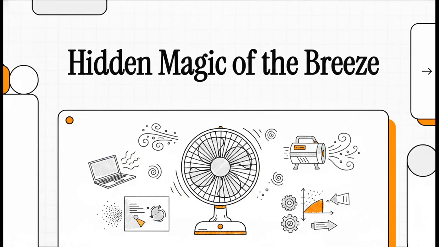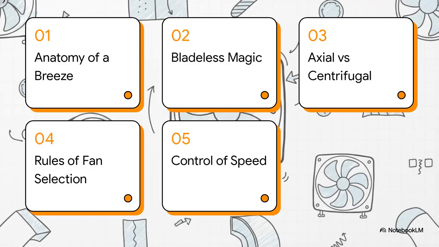So today, we're uncovering the hidden magic of the everyday breeze. We're going to demystify the wild physics and mechanical engineering hiding right inside everything from that mundane household desk fan to huge industrial blowers, and even the tiny cooling systems crammed inside your laptop. Trust me, you are going to look at that everyday appliance in the corner of your room totally differently after this.